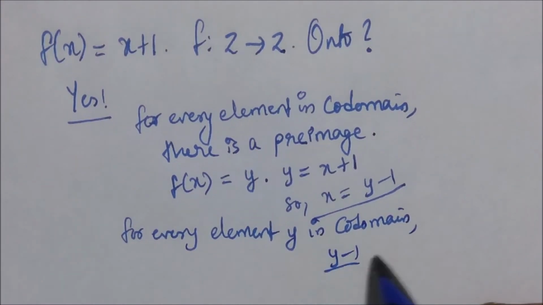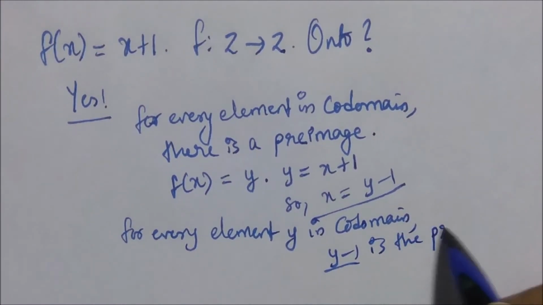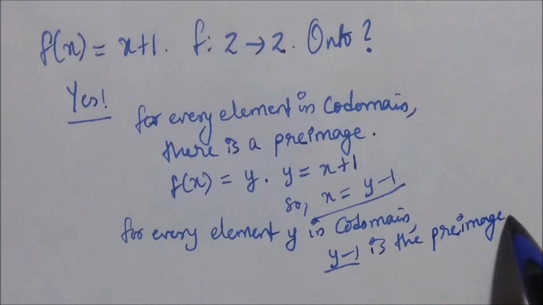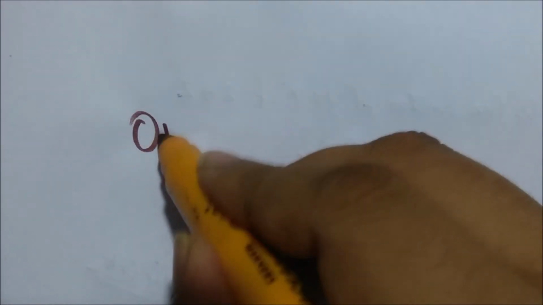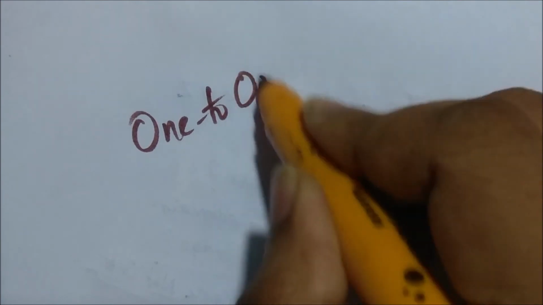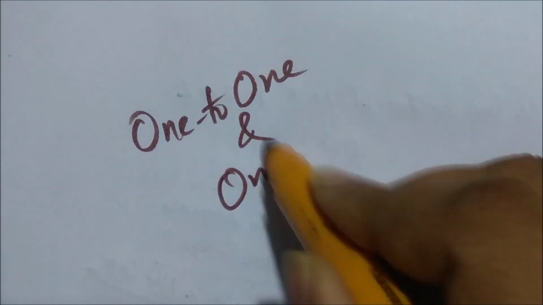Which means that for every element y in the codomain, we have an element y minus 1 in the domain, which is the preimage of the element y. In that way, we can show that every element in the codomain has a preimage, one less than that element. And that's how we prove this function is onto. Now, suppose a function happens to be both one-to-one and onto, which means that it is a bijective function.